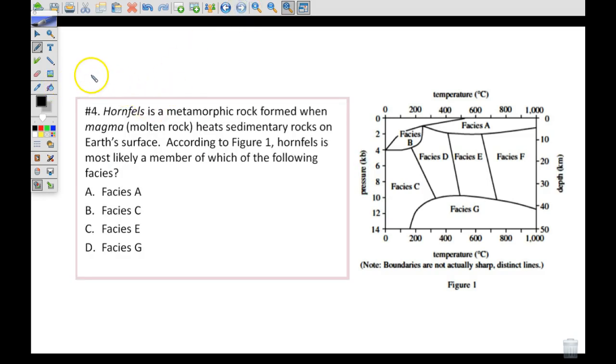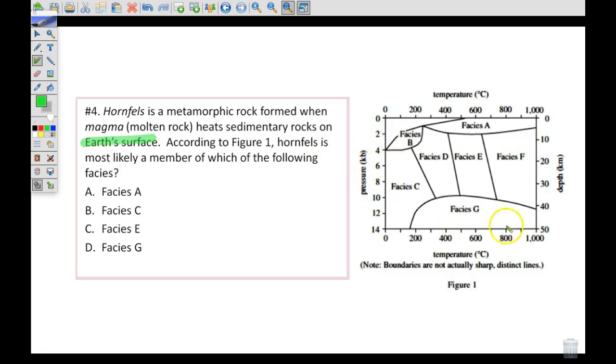Our last question for this week asks, Hornfels is a metamorphic rock formed when magma or molten rock heats sedimentary rocks on Earth's surface. This is a key item in this paragraph. According to Figure 1, Hornfels is most likely a member of which of the following facies?